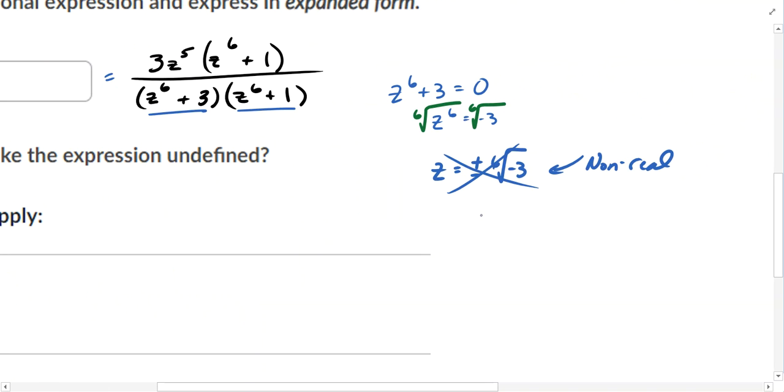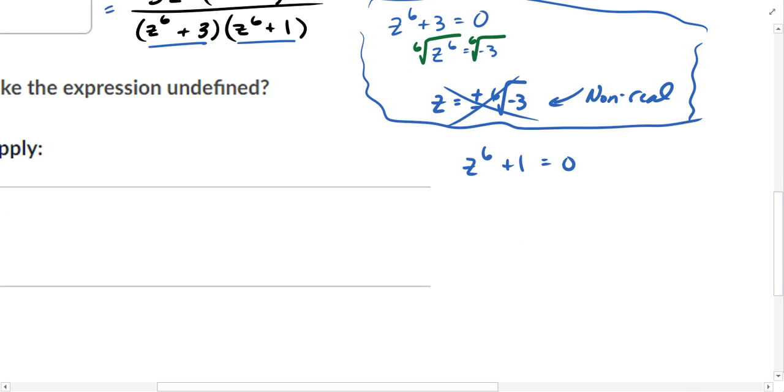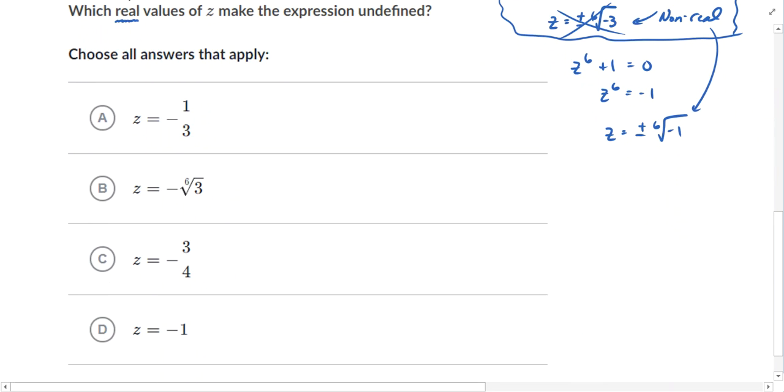For our second term, we have z to the 6th plus 1. That should be set equal to 0. And I'll kind of separate these because these are two separate tasks to complete. We'll again subtract 1 from both sides to get negative 1, and in a similar fashion we see that z is equal to the positive and negative 6th root of negative 1. Again, non-real solution, so we can't say that there are any real values that make the expression undefined.